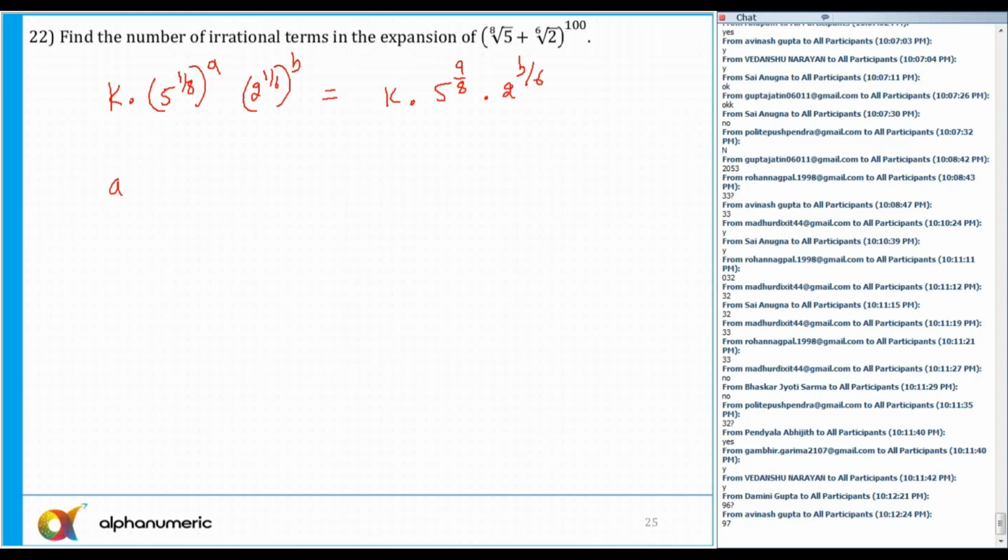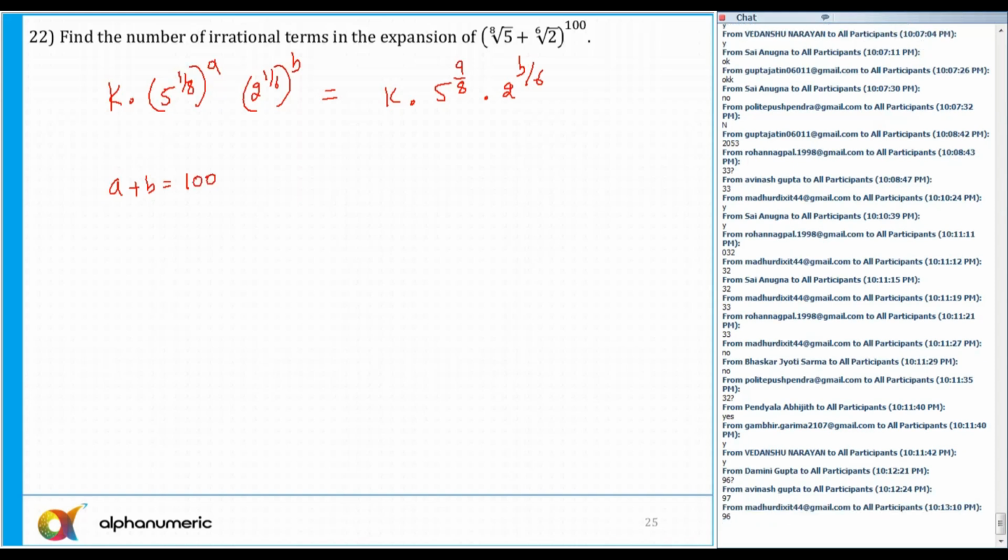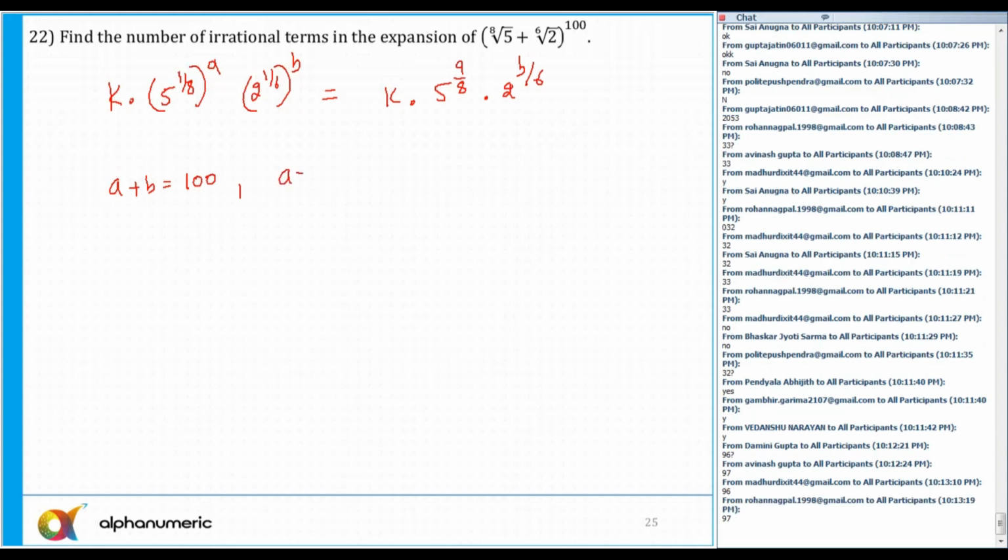And we know that the value of a plus b is equal to 100. And we also know one more thing, that for rational, a should be a multiple of 8. So let's say a is equal to 8p, and b should be a multiple of 6. Let's say b is equal to 6q. Yes or no? So a is a multiple of 8, b is a multiple of 6.